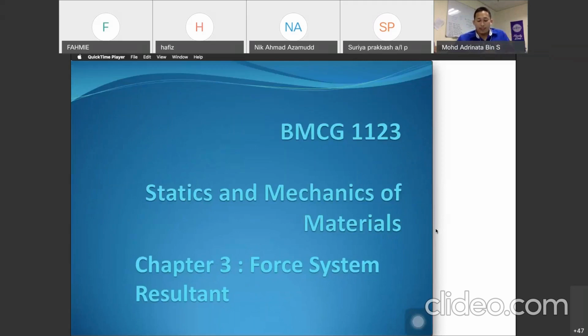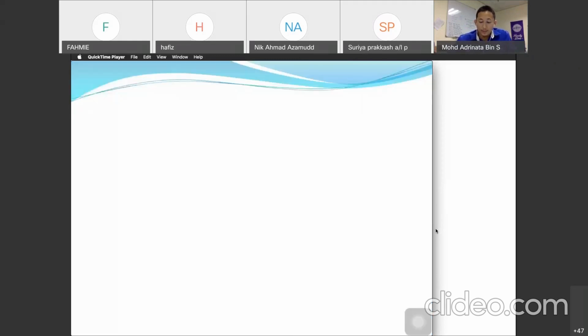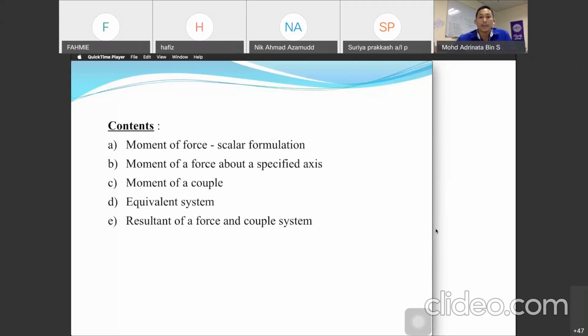Okay, chapter 3 is about force system resultants, and the content is about moment of force about specified axis, moment of a couple, so we have a couple moment, equivalent system, resultant of a force, and couple system. So mostly we want to discuss about our moment.